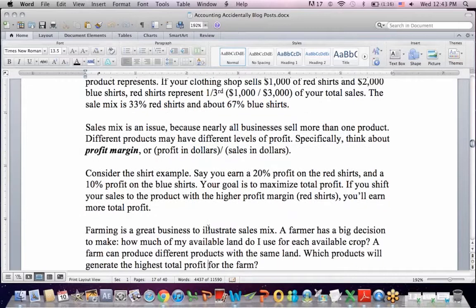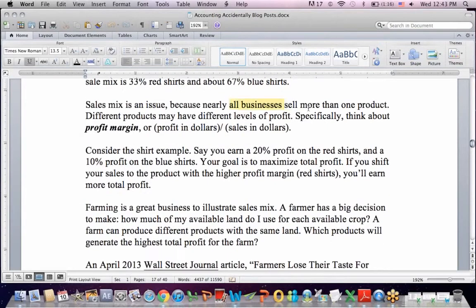Now, why are we talking about it here? Well, sales mix is an issue because nearly all businesses sell more than one product. And to complicate matters, different products have different levels of profit. And by profit, I'm talking about, for comparison purposes, profit margin, which is defined as profit in dollars divided by sales in dollars. And you can go to our financial ratio videos in the financial section of our YouTube channel or on my website to find out more on ratios.